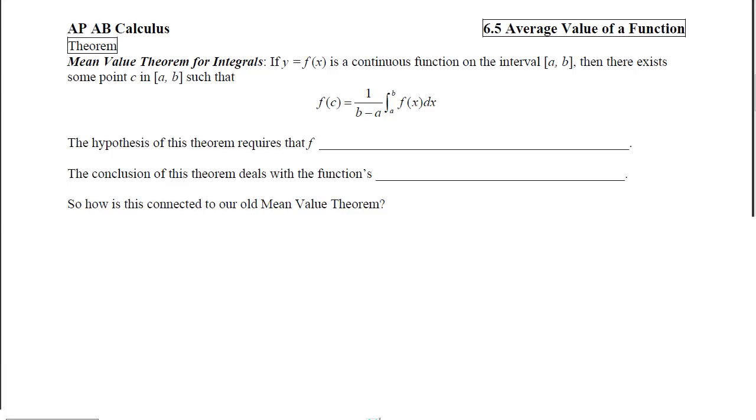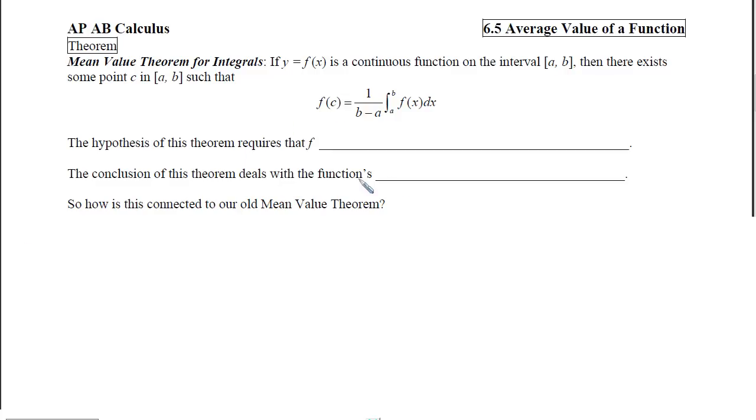This is summarized in our mean value theorem for integrals. It says if y equals f of x is a continuous function on the closed interval from a to b, then there must exist some point c such that the output of the function at c is the same as that average value.